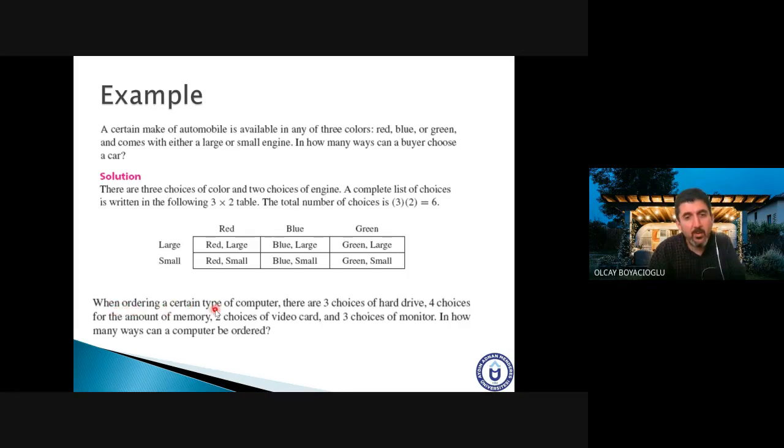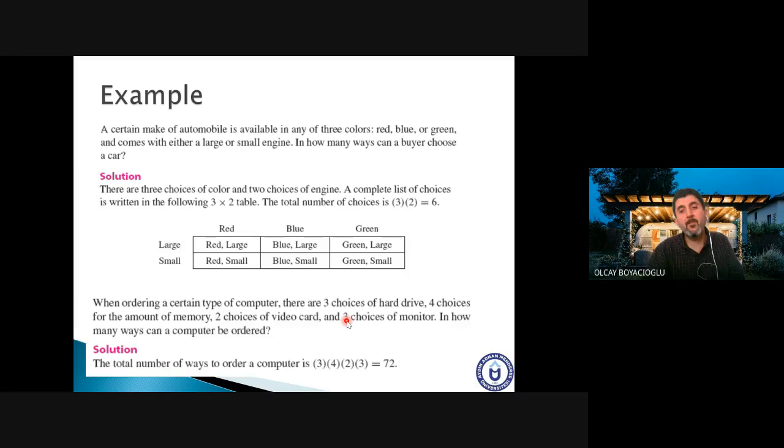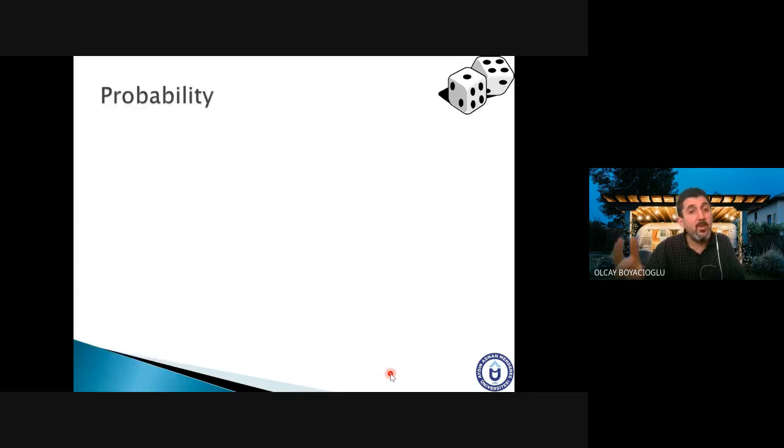Okay, now let's look at another one. When ordering a certain type of computer, there are 3 choices of hard drives, 4 choices for the amount of memory, 2 choices of video cards, and 3 choices of monitors. In how many ways can a computer be ordered? Kaç farklı şekilde bu bilgisayarı sipariş verebilirsiniz? Very simple again. 3 times 4 times 2 times 3. So in 72 different ways you can order this computer.